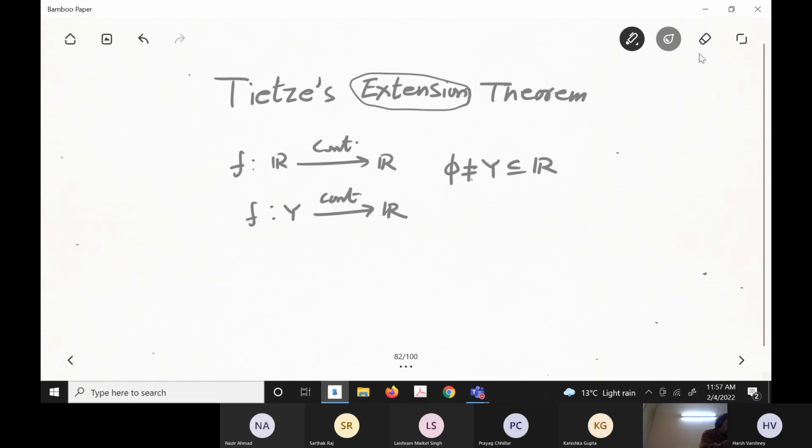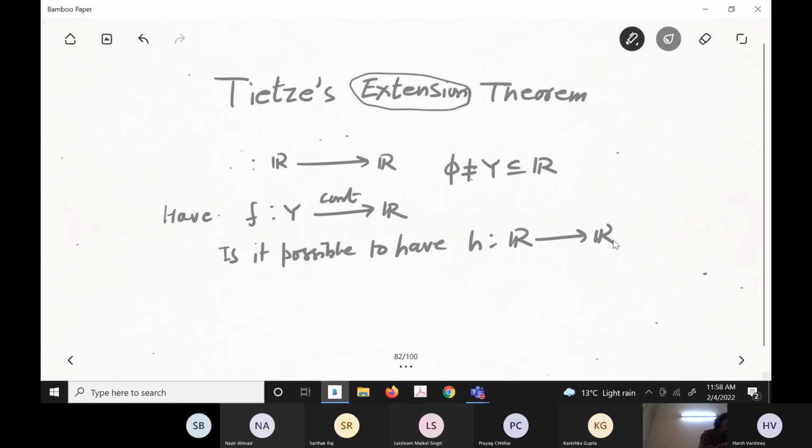Is it possible? I have this only, and I want to see whether I can have a function like this. Is it possible to have a continuous function h from R to R such that when h is restricted to Y, that is f?